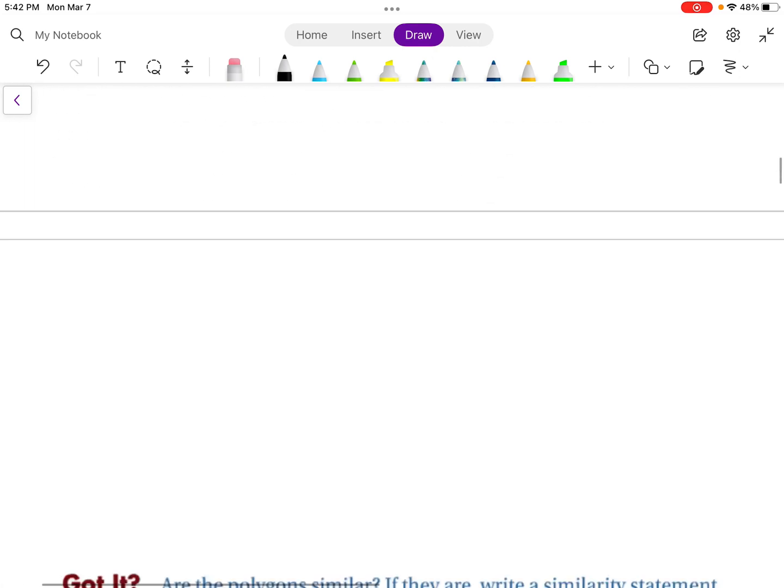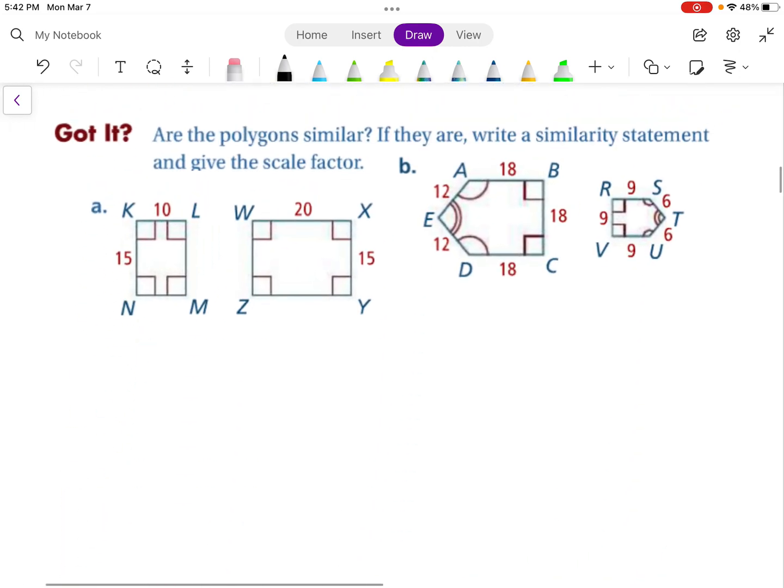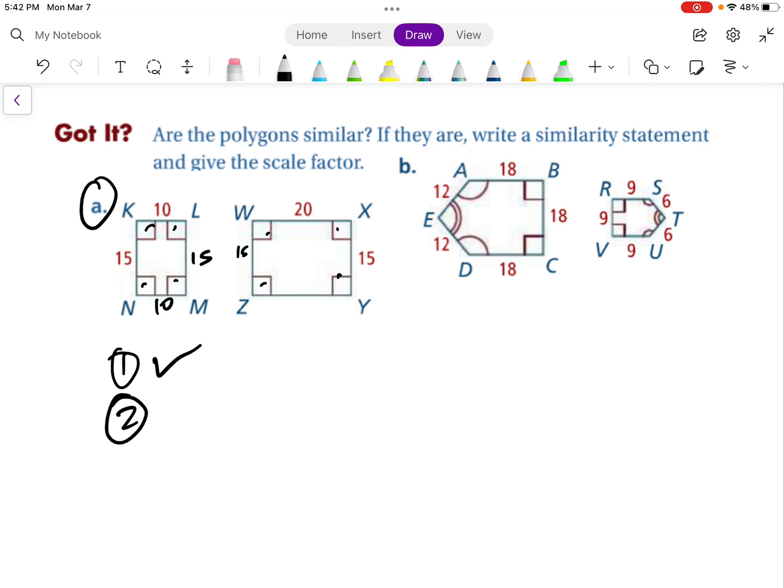So here is an example. Let's look at this first, like this example A right here. So I've got these two quadrilaterals, right? They have four sides. Okay, the two things I have to check. Number one is if the corresponding angles are congruent. Well, these four are all 90 degrees and these four are all 90 degrees, so we can check that one off. The corresponding angles are congruent. Number two is we have to show that the sides are proportional. So when I do that, just be careful. This side is going to be 10, this side is going to be 15, this side is going to be 15, and this side is 20.